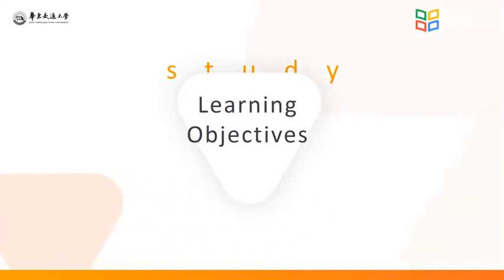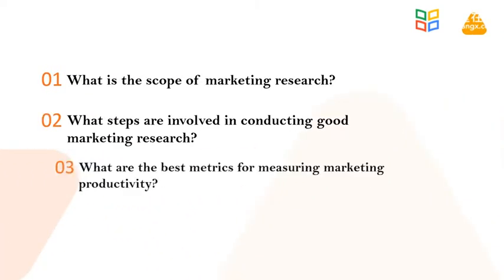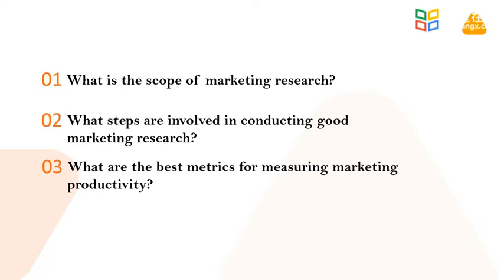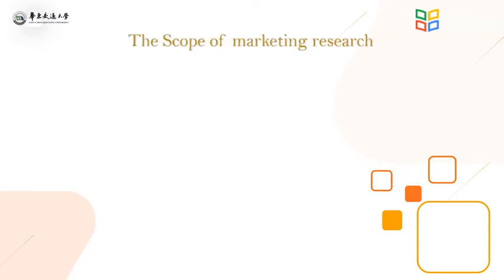Today we will start with Chapter 4, Conducting Marketing Research. In this chapter, we will understand the following objectives. What is the scope of marketing research? What steps are involved in conducting good marketing research? What are the best metrics for measuring marketing productivity?